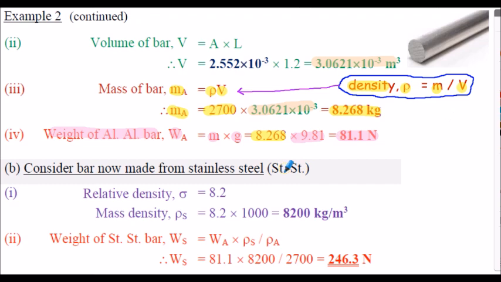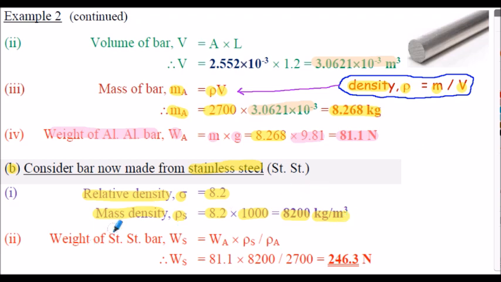Now for part B of the question, we have to consider the same bar, but this time made from stainless steel, not aluminium alloy. We're given in the question the relative density, sigma, of the stainless steel, it's 8.2. So to calculate the mass density of stainless steel, we simply multiply the 8.2 relative density by the mass density of water, 1,000 kilograms per meter cubed. So the mass density of stainless steel is 8,200 kilograms per meter cubed.